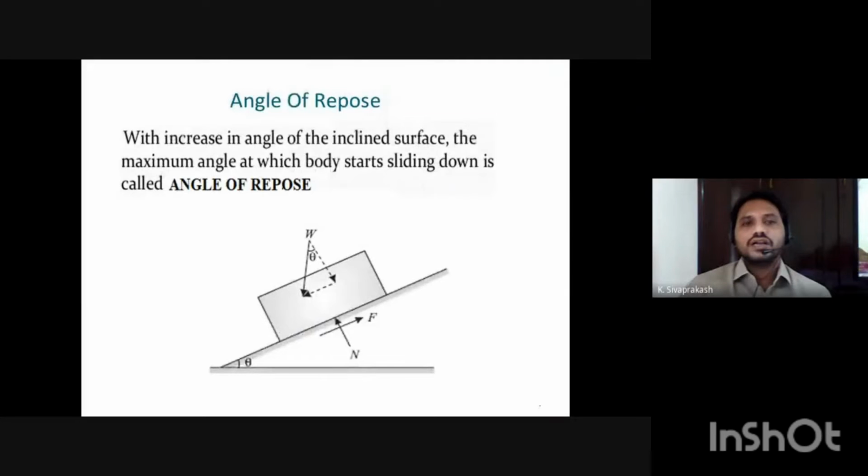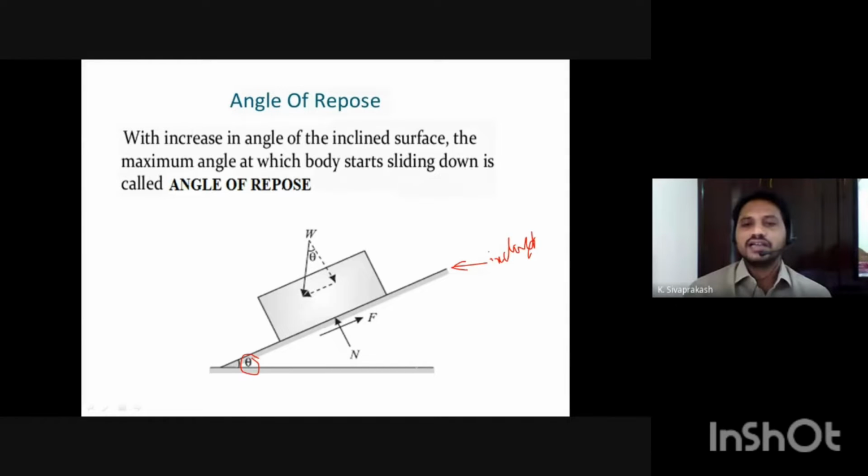Next one is the angle of repose. To understand the angle of repose, you can take one body which is placed on a rough inclined plane. This diagram represents a body placed on a rough inclined plane that is making theta angle. This is the inclined plane, right? This inclined plane is making an angle theta along the x direction.